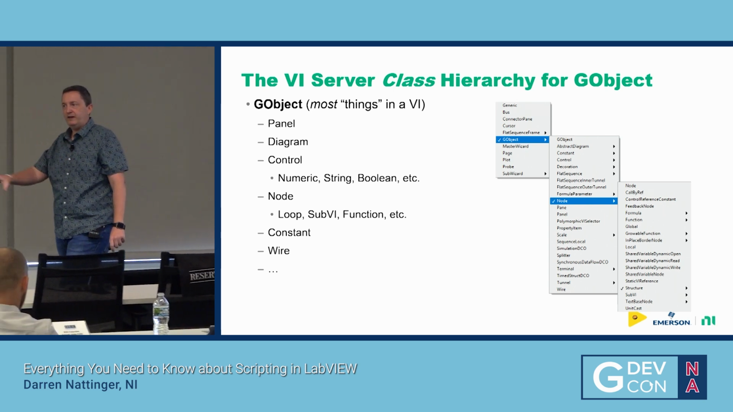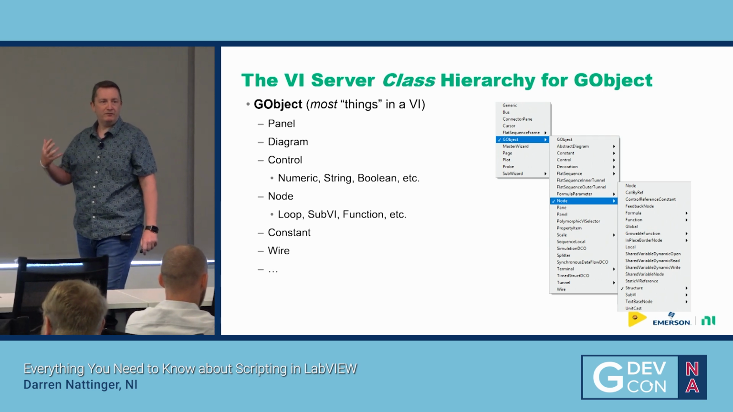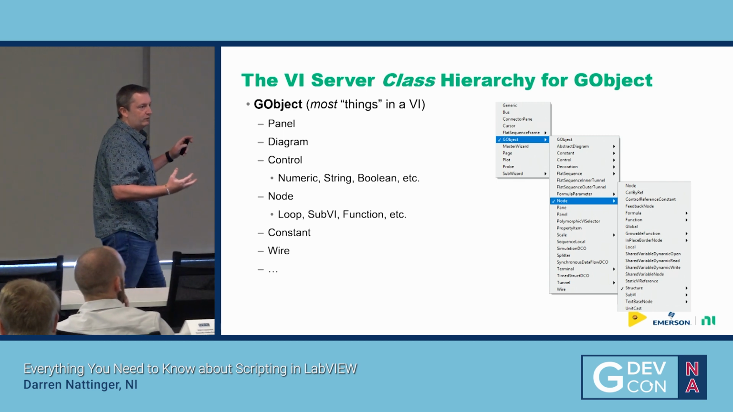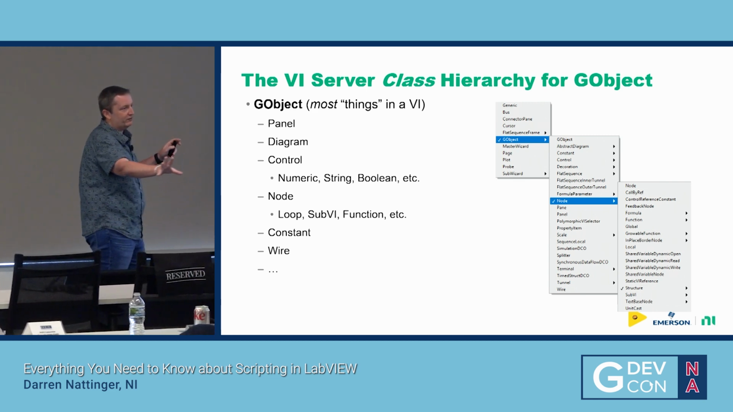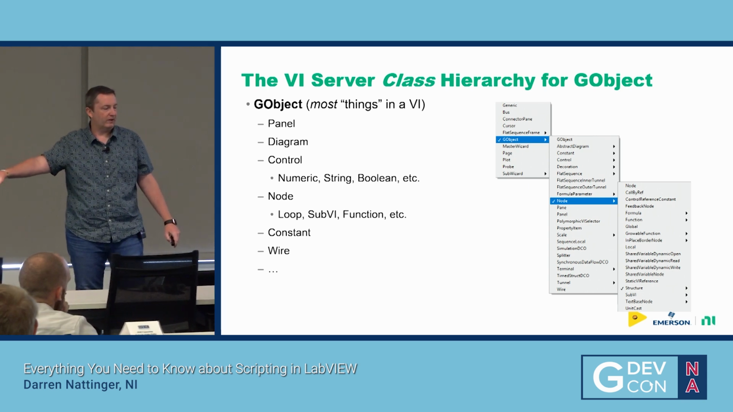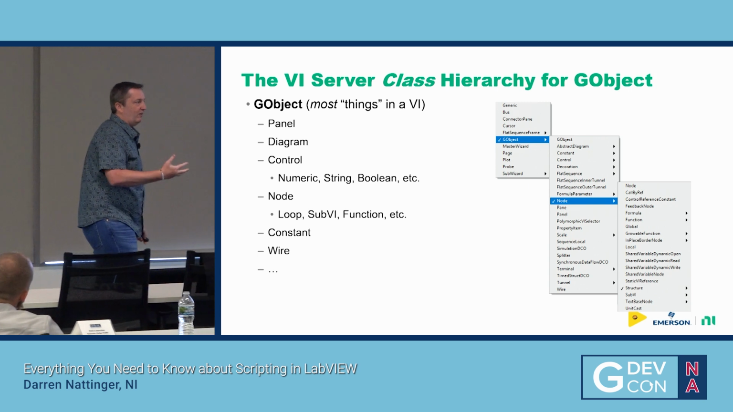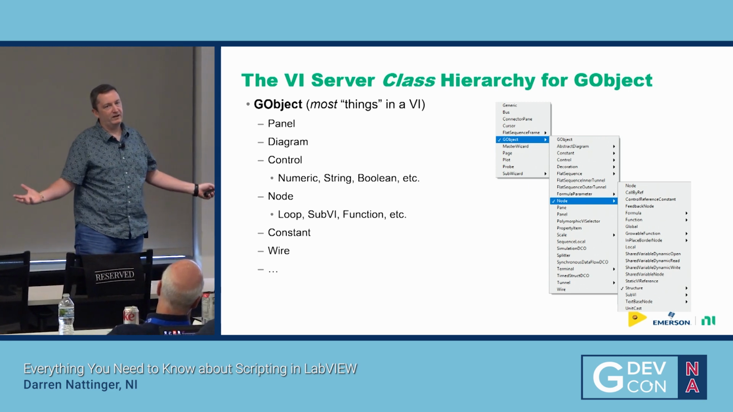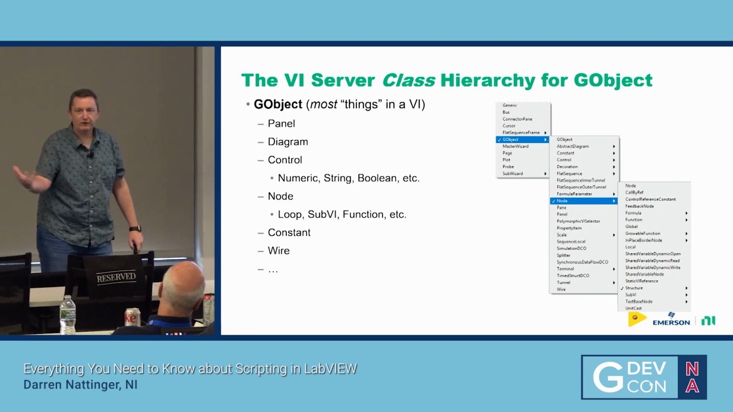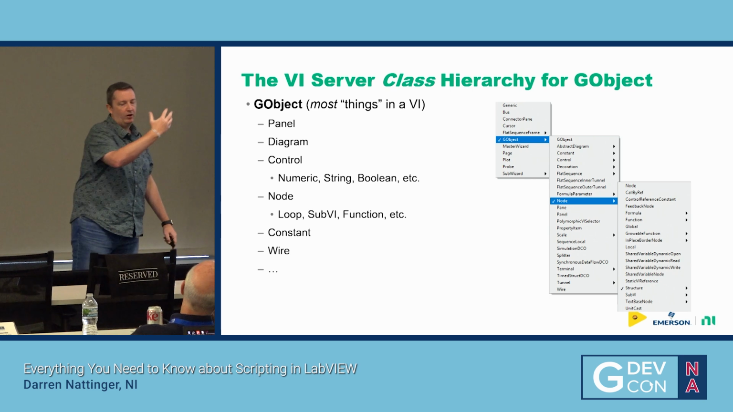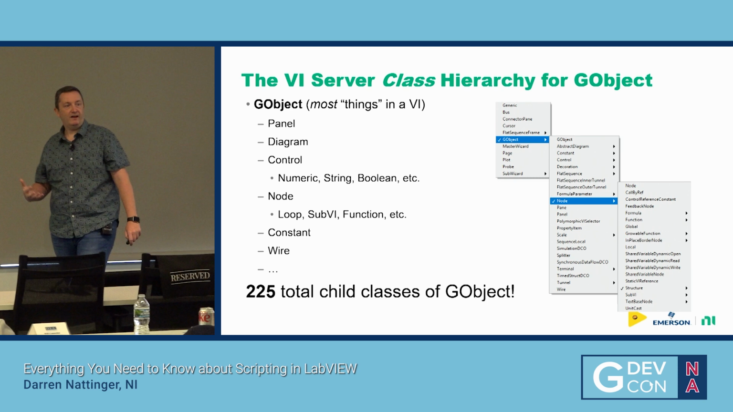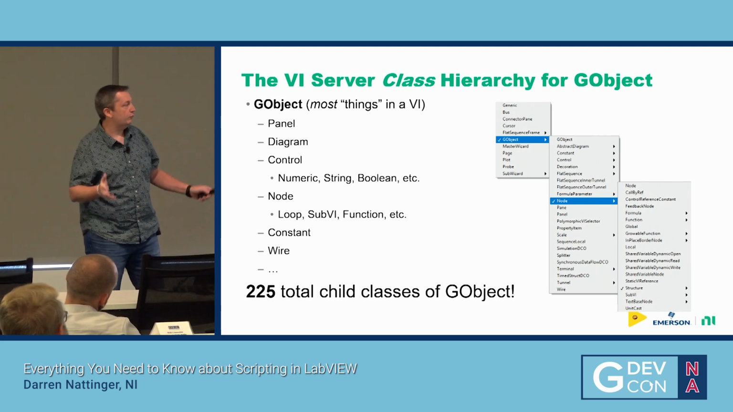Everything in scripting in terms of modifying something about a VI inherits from what we call the GObject class. You can see in the screenshot there, if you look at the menu of all the classes in VI Server, there's a class called GObject. Then you can go under there and start looking at all the subclasses. And GObject is the class that encompasses pretty much everything in a VI. A panel, all the stuff that could be on the panel. A diagram, all the stuff that could be on a diagram. There are 225 total child classes of GObject. And we're about to go through every single one of them.